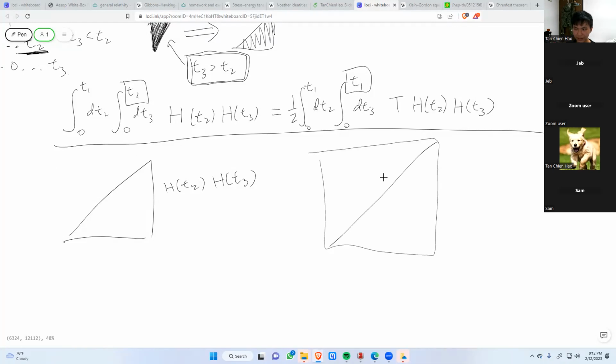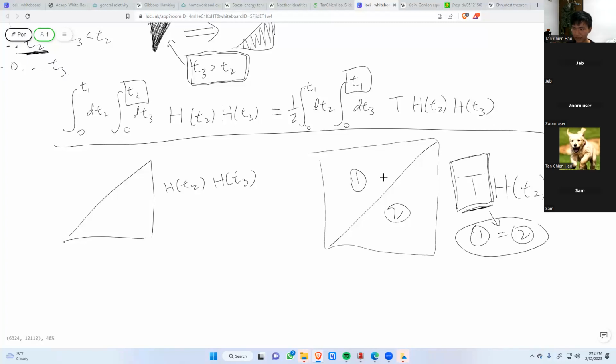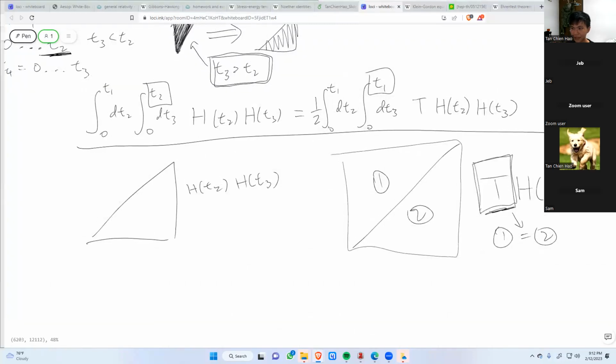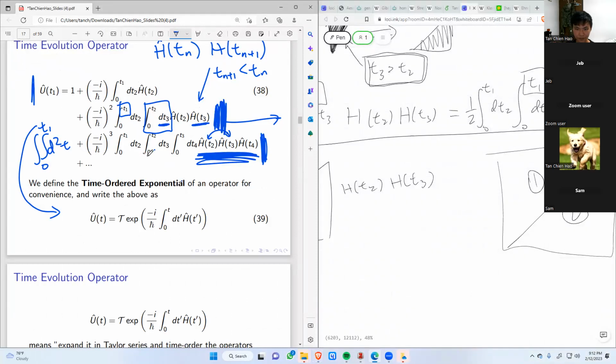But then it turns out that these two are actually equal. Region 1 is equal to region 2, if I change the integrand and add in this time ordering operator. Then I can integrate over the square, and taking the half, I get the same result because 1 is equal to 2. This time ordering must be very important because it is responsible for the fact that 1 equals 2, the two regions I integrate over. So I just hope that explains a bit of the step that I did over here.